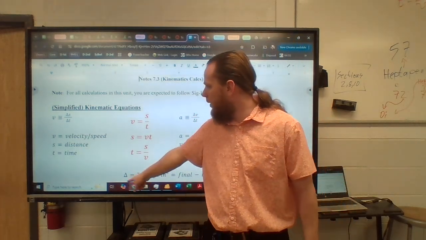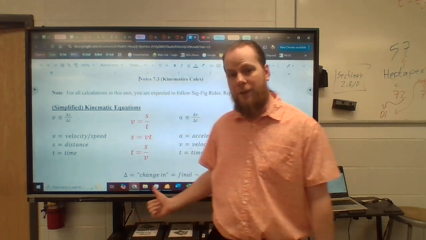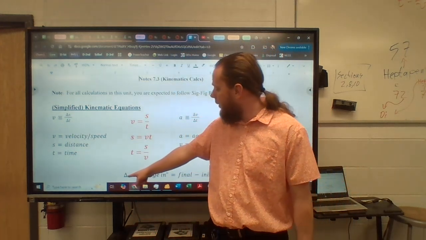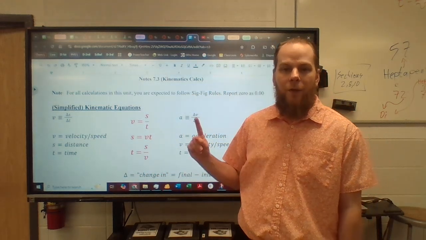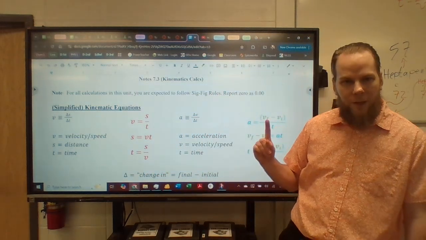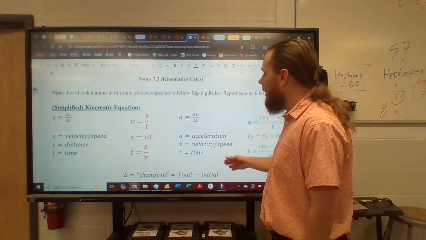And then the delta up here, this is nothing new because you guys have already talked about this with sound, but delta or the triangle means change in, which is always final minus initial. That's how this delta V becomes VF minus VI. So I should mention that.